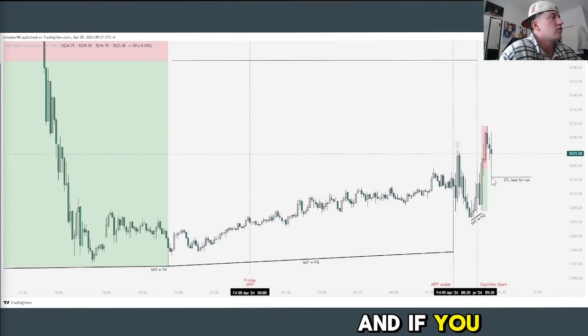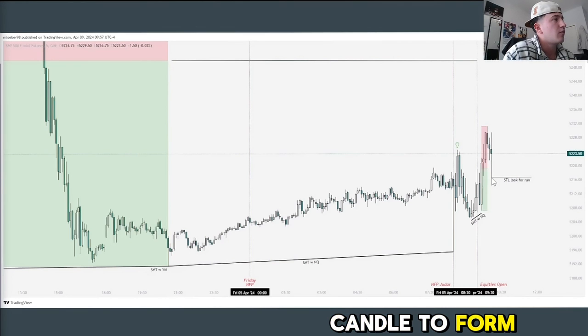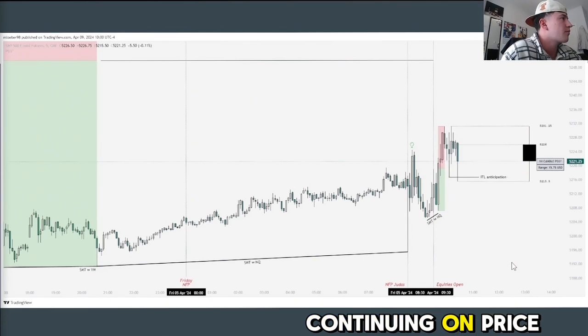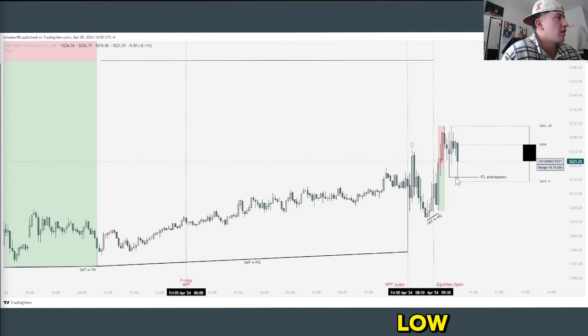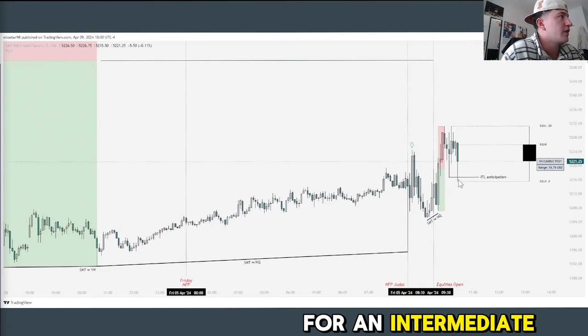And if you guys also know this in the past, ICT has said this: if you can treat the hourly candle as a daily, a whole new world will open up to you. And that is what I did in this case for the 10 o'clock candle to form, framing myself in the wick below the open of continuing on price delivery. The next candle we had was a wick down, clearing out the buy stops at this short-term low. We now have a potential for an intermediate term low to form that was in discount of that M5 swing.